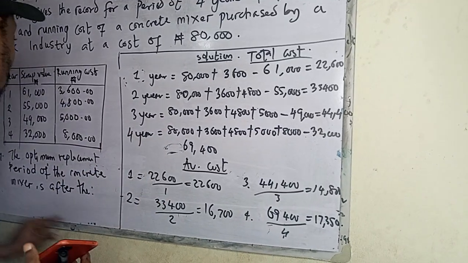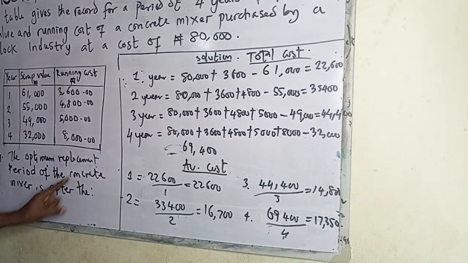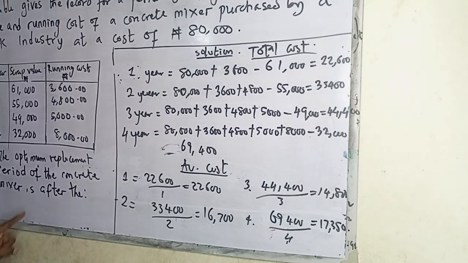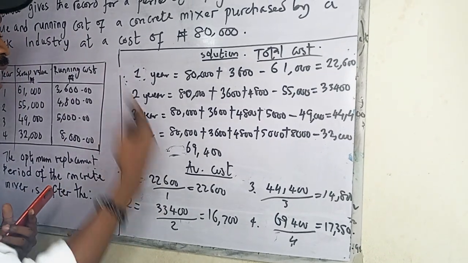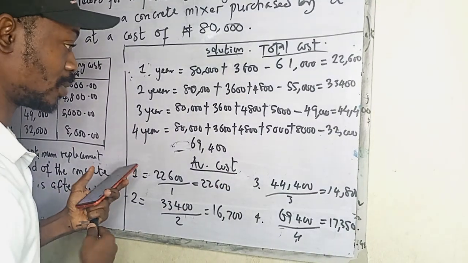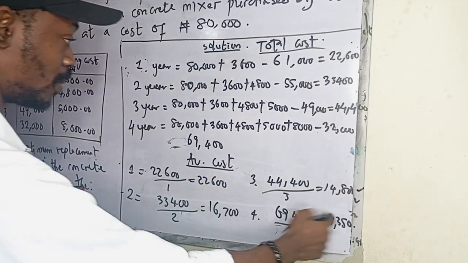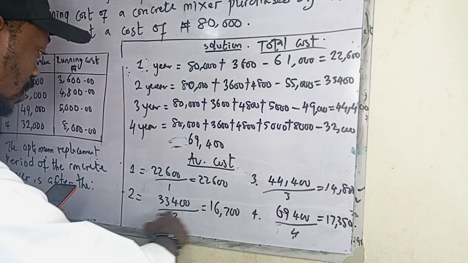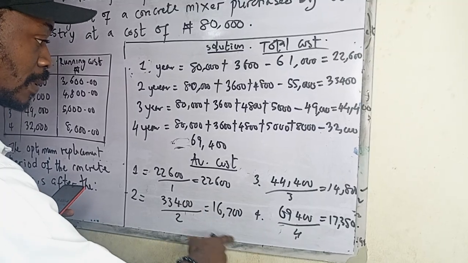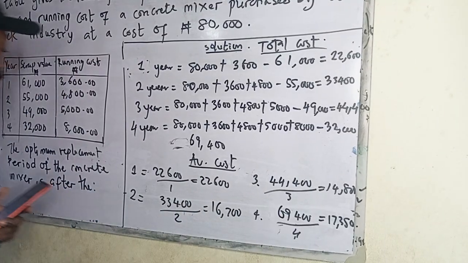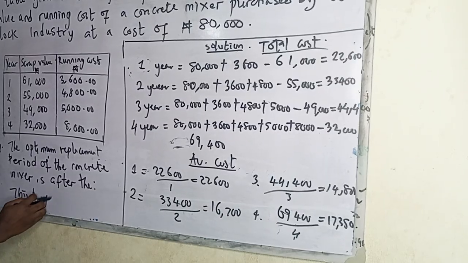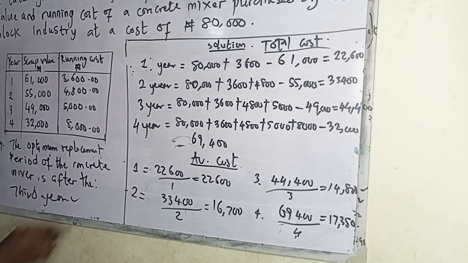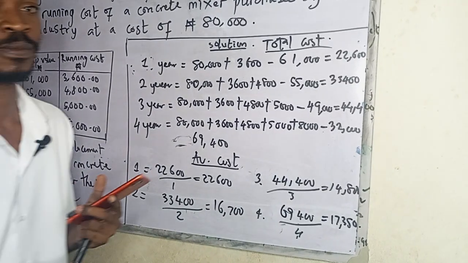Like I said, the answer is going to be the year that has the lowest average cost. That is going to be the optimum replacement period of the concrete mixer. It's going to be after the year that has the smallest average annual cost, and that is after the third year, because it has the lowest, 14,800, compared with 22,600, 16,700, and 17,350. So the answer is after the third year. See you in the next question.